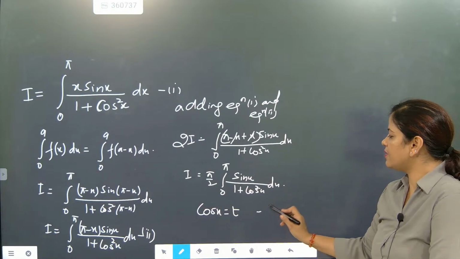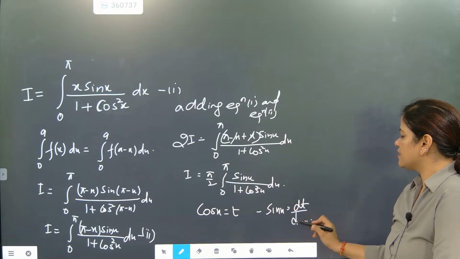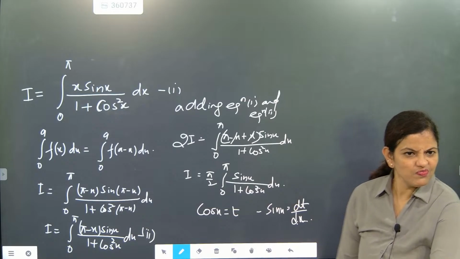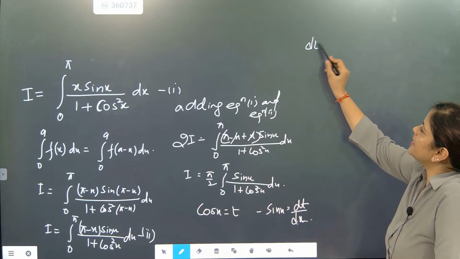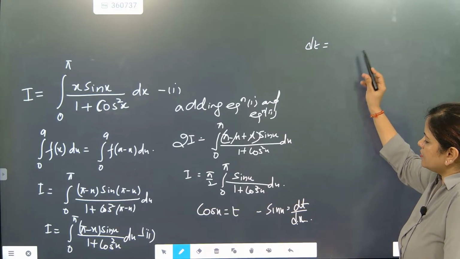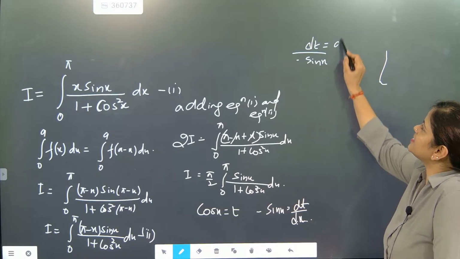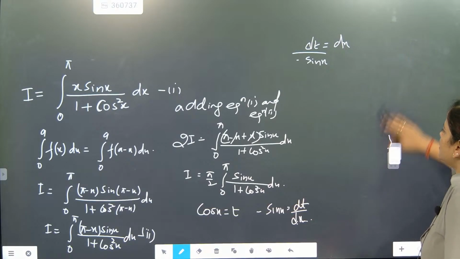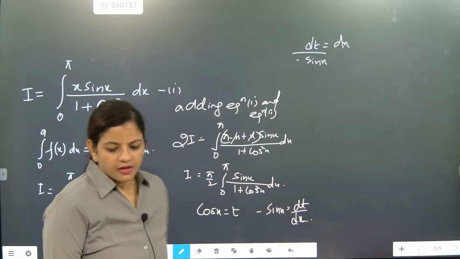Differentiate, beta. It will become minus sin x is equal to dt by dx. Done. So sin x will get cancelled now. So what is dt? dt is equal to minus sin x dx, so dx is equal to dt by minus sin x. We got till here. Hello Vishal.